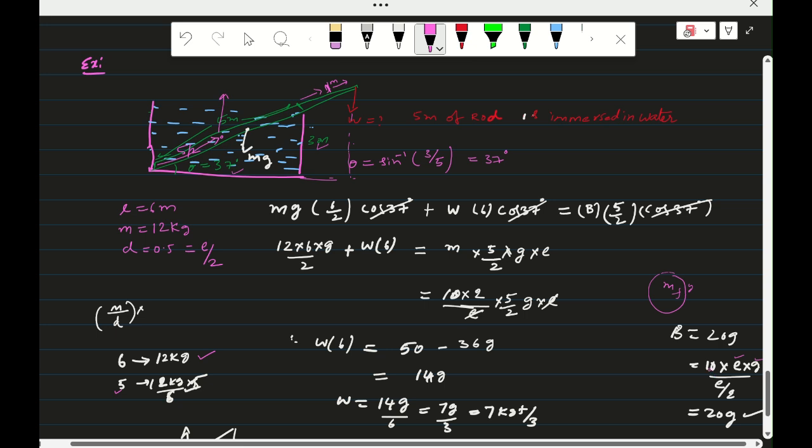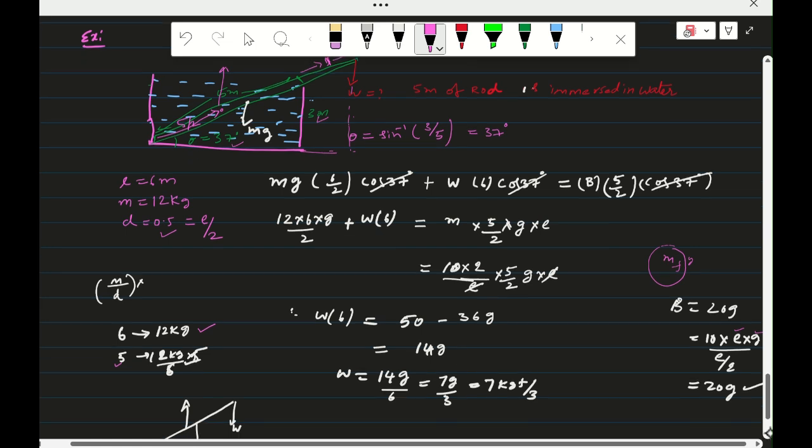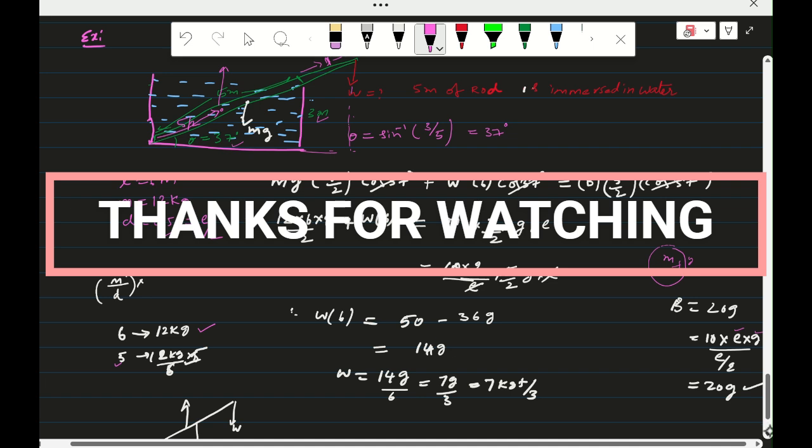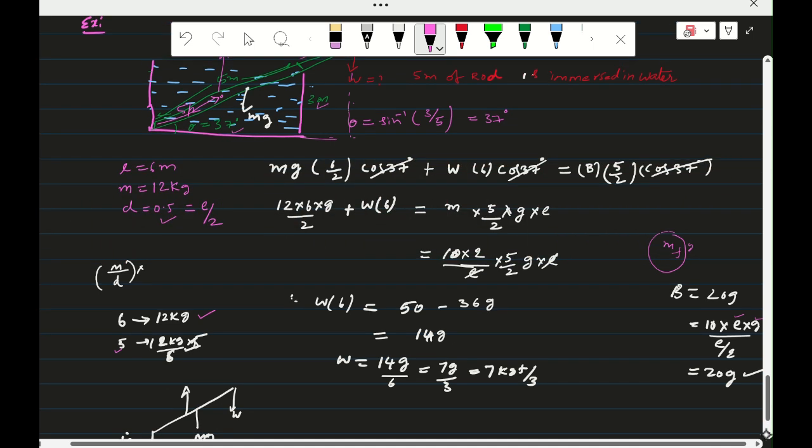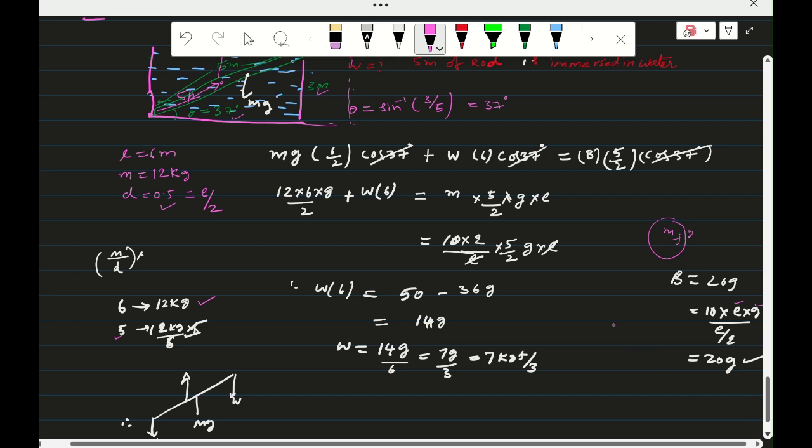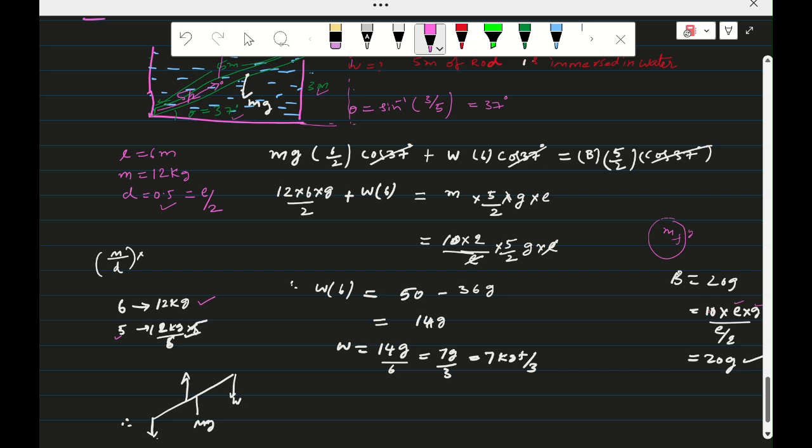So by density: the density of the rod is given as half, 0.5, that is density by 2. Now we substitute, and 20 g will come as the buoyancy force, right? Buoyancy force is equal to mg, mg is equal to V rho g. Here volume is equal to mass by density, you have to follow. So mass 10 kg by density rho by 2, into rho into g, volume into g, right? By that buoyancy is equal to 20 g, 20 kgf.